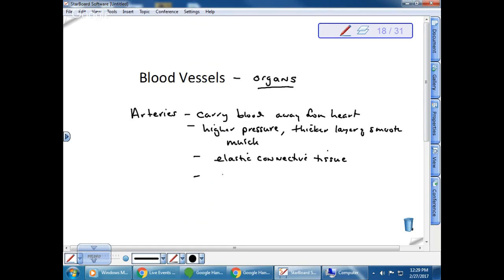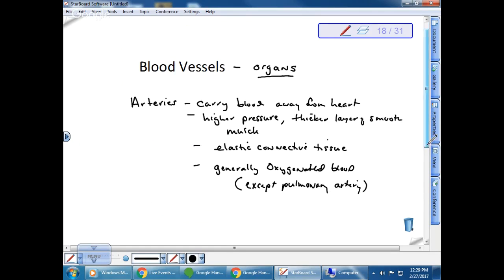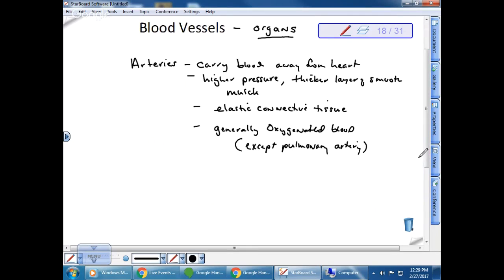So this is generally oxygenated. I'll just put oxygenated blood, except, right, the pulmonary artery. The pulmonary artery is carrying blood to the lungs.